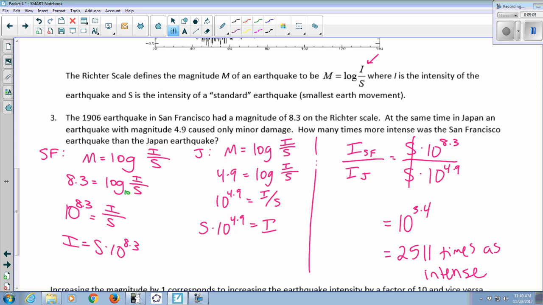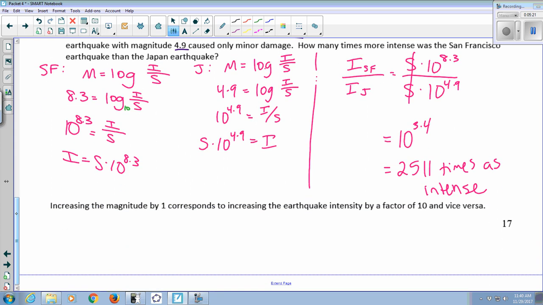So notice we could have done a shortcut, right? We could have just subtracted 8.3 minus 4.9 right at the beginning. 10 to that value is the ratio of the intensities. That's because increasing the magnitude by 1 corresponds to increasing the intensity by a factor of 10.